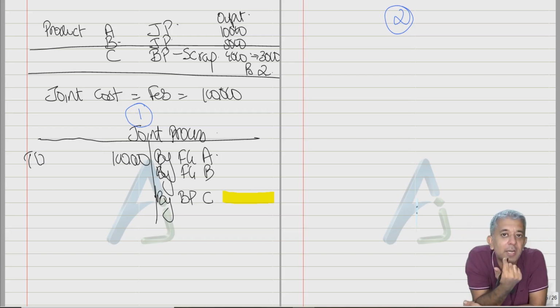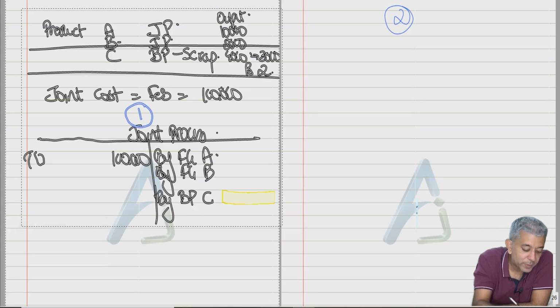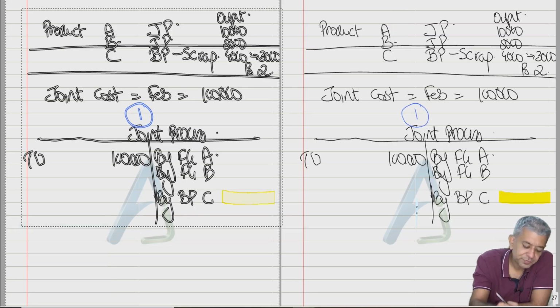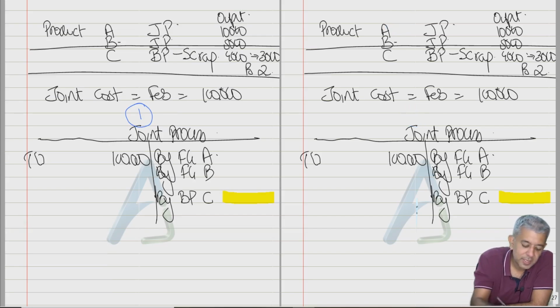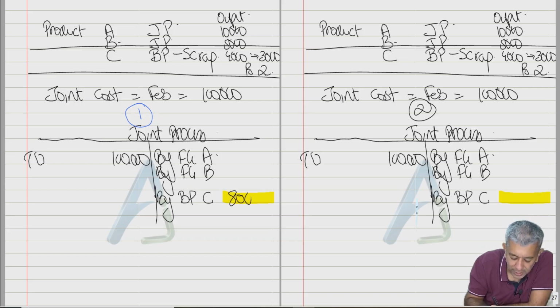You understood how did 8,000 come? How did 8,000 come? 4,000 into 2. And how did 6,000 come? 3,000 into 2. Okay. You will have to tell me what should be done. Okay. Now just wait. I have copied pasted. Now, if you say, sir, it should be 4,000 into 2, it should be 8,000. I do not have a problem.